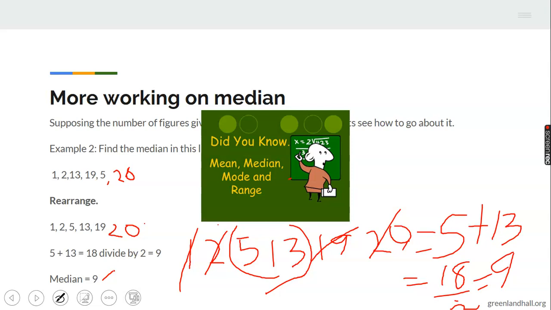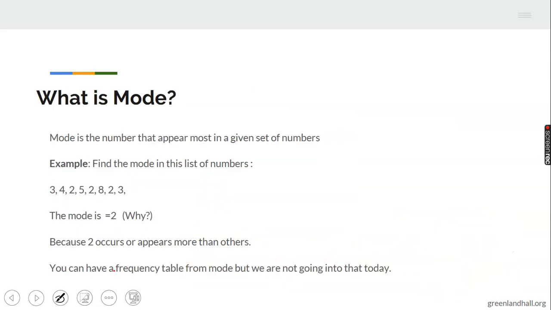Now we have talked about mean, we have talked about median. Let's go to mode very quickly. Mode is very simple. Mode is the number that appears most in a given set of numbers. The moment you look at the numbers, you don't need to arrange it, just like I did in median. Just look at the particular number that appears most.